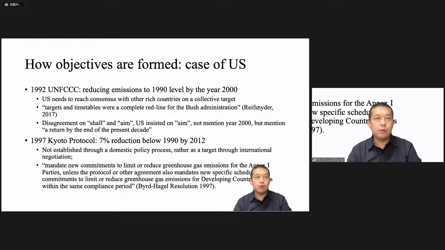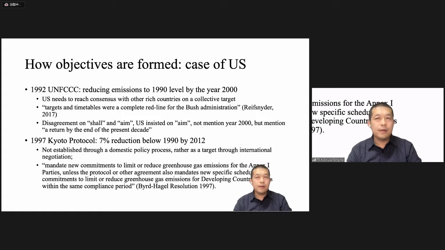The mandate of the Kyoto Protocol is to negotiate a quantified emission reduction for developed countries. At that time, the United States agreed on a target to reduce its emissions by 7% below the 1990 level by 2012. But the United States didn't establish a domestic policy process to formalize this target within their own country, but generally relied on the international negotiations.